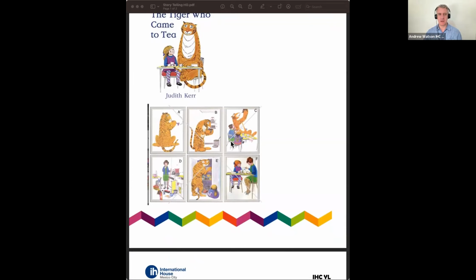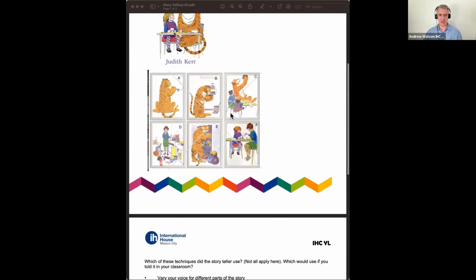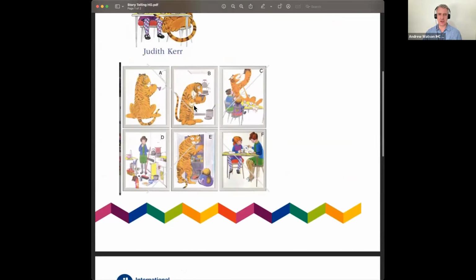All right. Here you can see in A, it looks like a tiger playing an instrument. Then he's in the kitchen eating from the pots in the kitchen. He's then drinking tea. In C, D looks like she's cleaning up some mess. E, he's in the pantry, raiding the pantry. And F looks like they're having tea together. The young girl, who's called Sophie, and her mother.